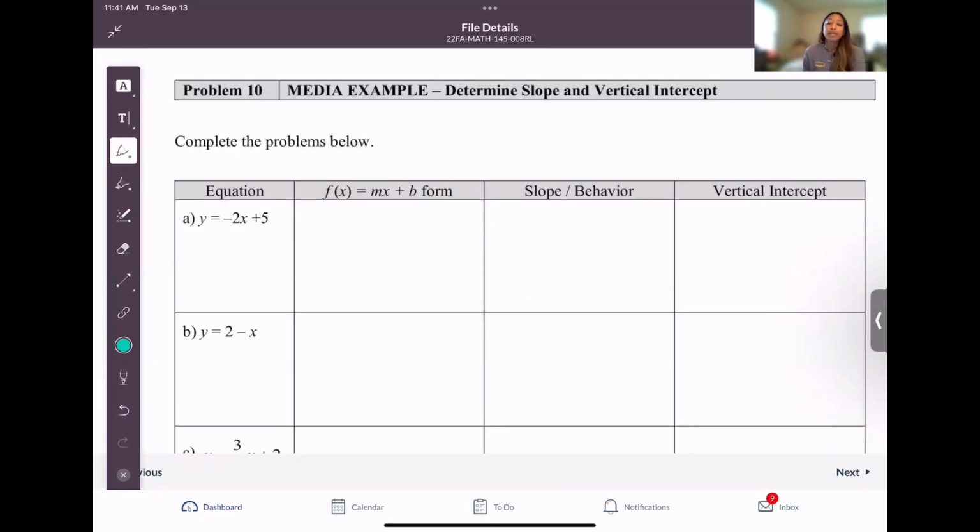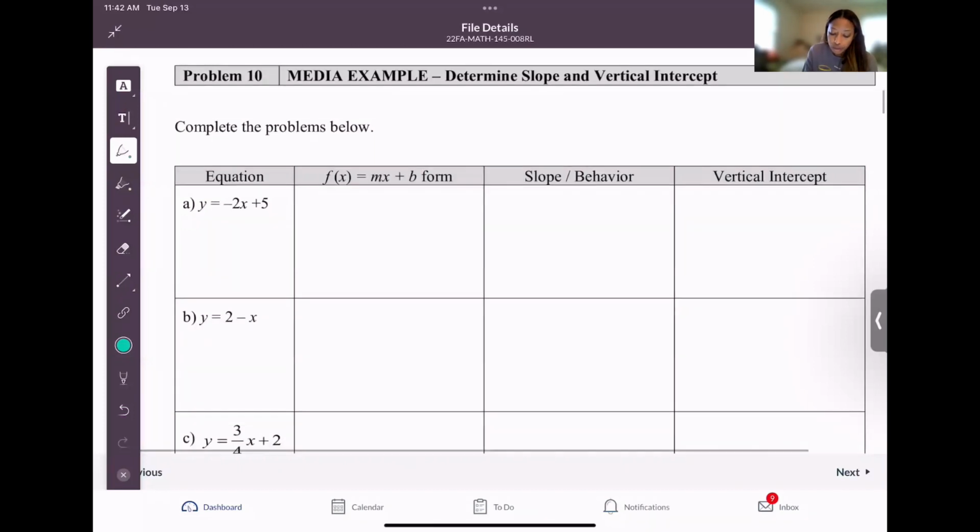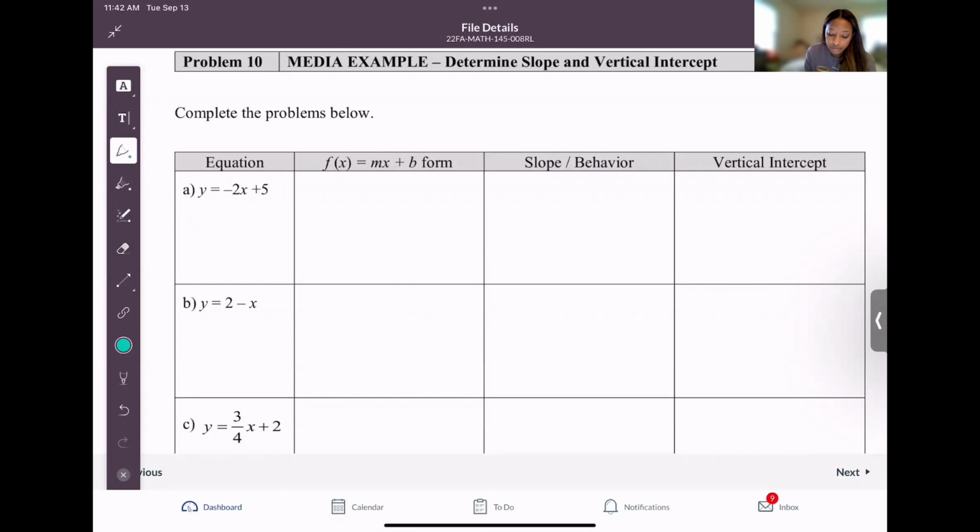At problem 10, we're given a bunch of equations in slope-intercept form, linear equations. We have to identify the slope and identify the vertical intercept for them. So for the first one, y equals -2x plus 5. That's already in slope-intercept form. The slope is the number in front of the x. So m is -2. That means the line is decreasing. And then the vertical intercept is given by the constant 5. That would be the ordered pair 0, 5.